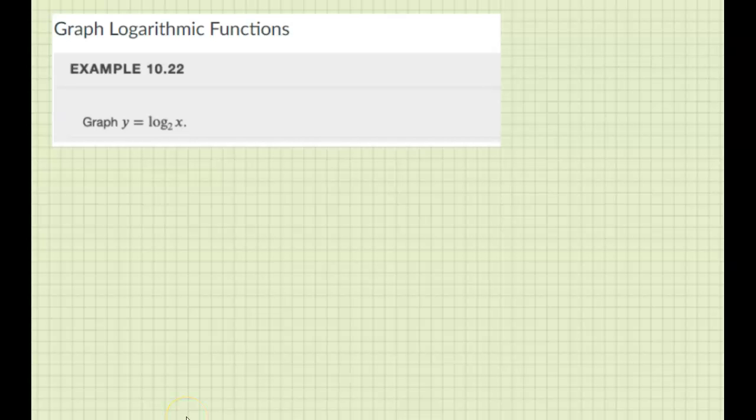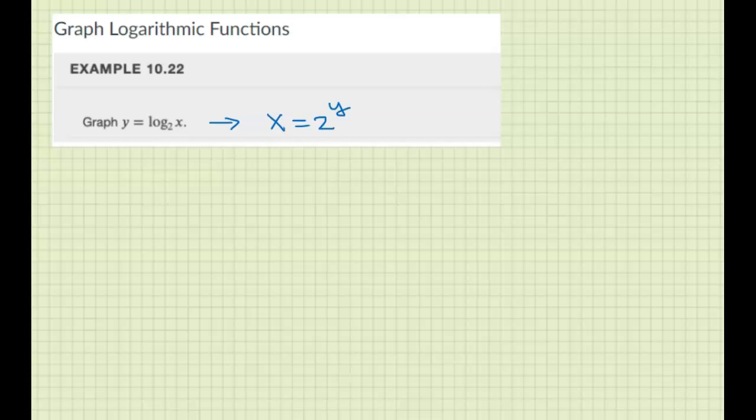Alright, so let's make a graph of a log function. We're going to make a graph of a fairly basic log function, log base 2 of x. Just like with the other problems, we're going to change this to exponential form. So y equals log base 2 of x. The exponential alternative is that the base to the exponent equals x. So x is going to equal 2 to the y.